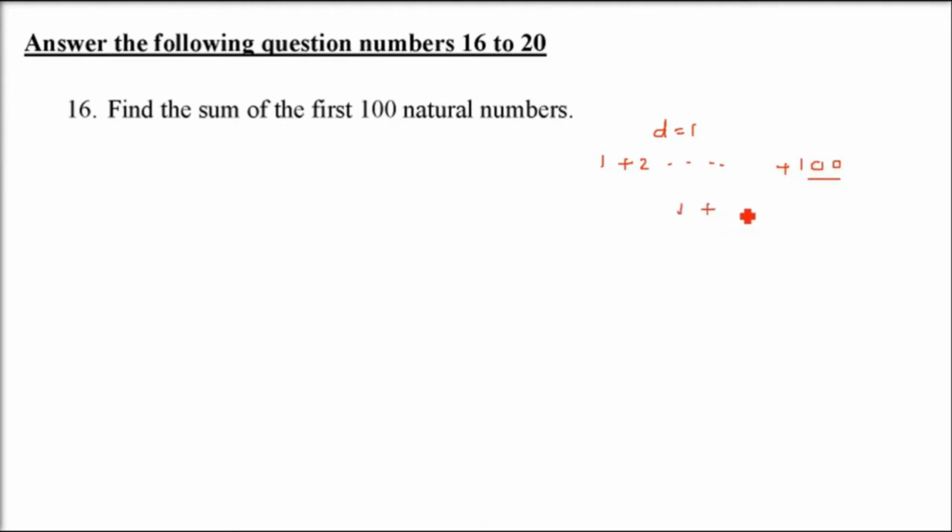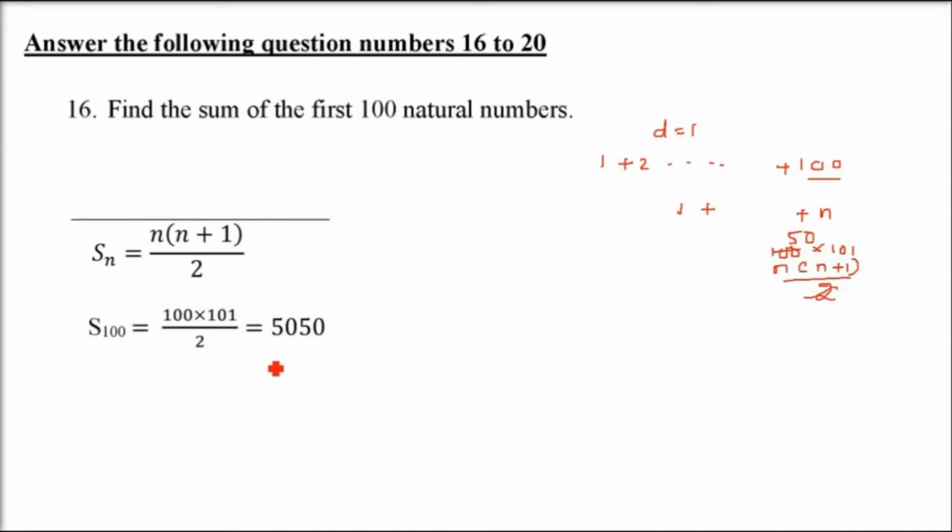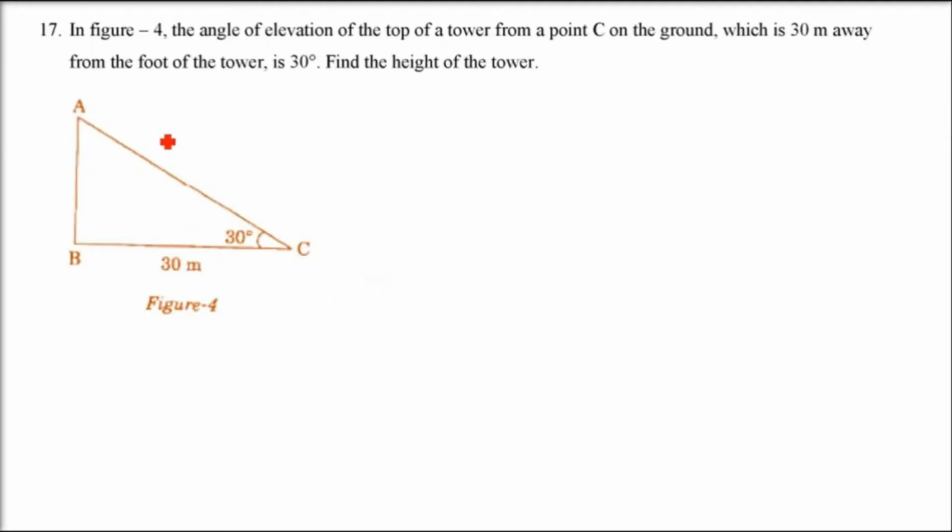And we know that from 1 to n, the summation of an AP, these are natural numbers, would be n into n plus 1 by 2. So n you can use directly 100. So 100 into 101 by 2, that is 50 into 101. So this will be 5050. Sum of first 100 natural numbers.